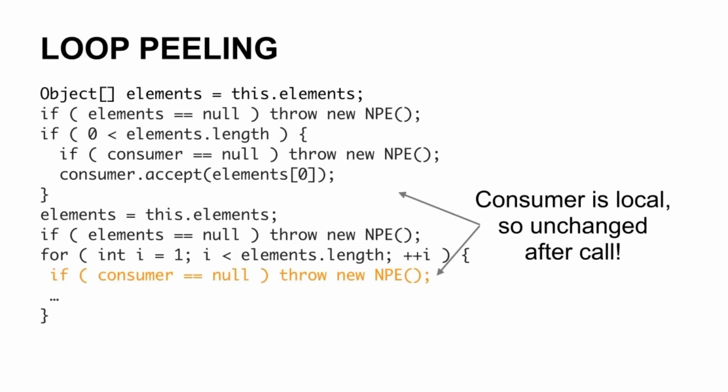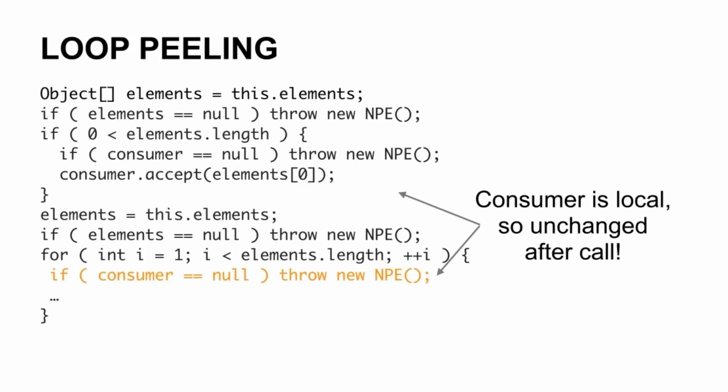Here's how it works. First, we load elements into a local variable. We check if it's null. And now we perform the first iteration of the loop. If 0 is less than the element's length, on this first iteration and first iteration only, we check if consumer is equal to null and throw a new null pointer exception. If it is null, we've exited the method. If not, we now know consumer is not null using our type-based reasoning from before. After the call to consumer accept, we have to pessimistically assume that elements may have changed, even if it's final. So we have to reload it, check if it's null. If it is, throw a null pointer exception. And now inside the loop, we don't have to check if consumer is equal to null every time.